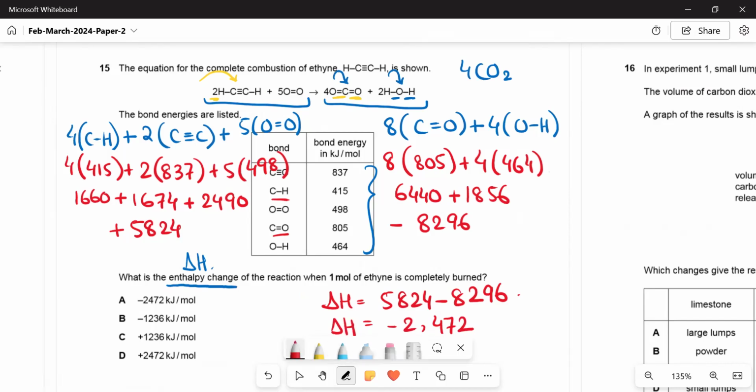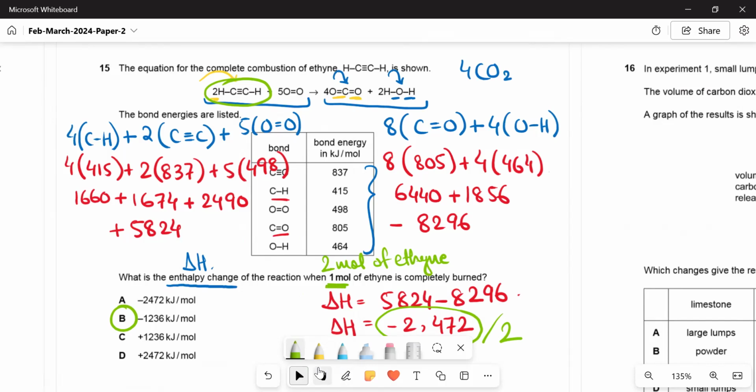Now, this is the enthalpy change for two molecules of ethyne, as we can see that in the reactants, we have 2 moles of ethyne. So we have calculated this for 2 moles of ethyne. For 1 mole of ethyne, we'll divide it by 2. After dividing by 2, the answer comes out to be B, minus 1,236 kilojoules per mole. So this is the answer.